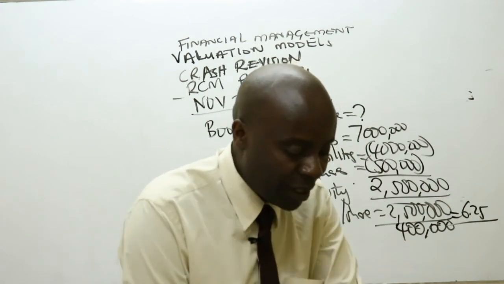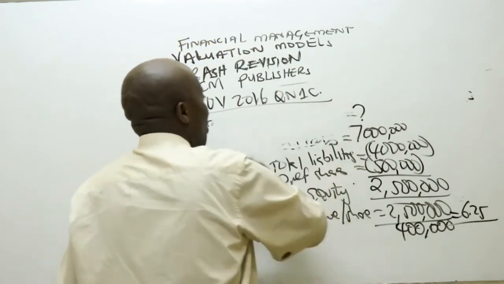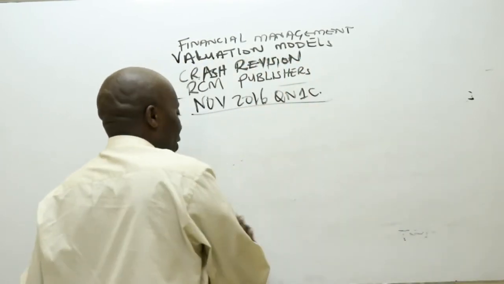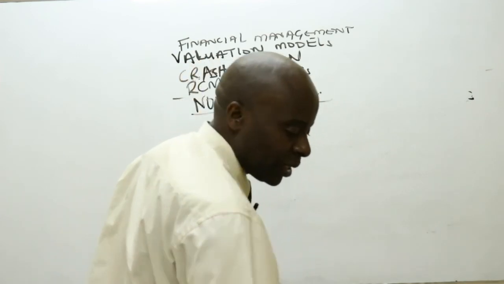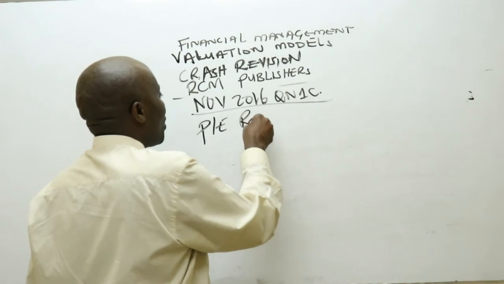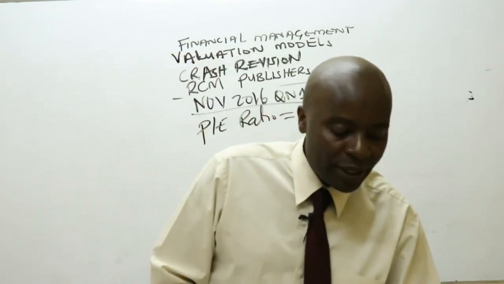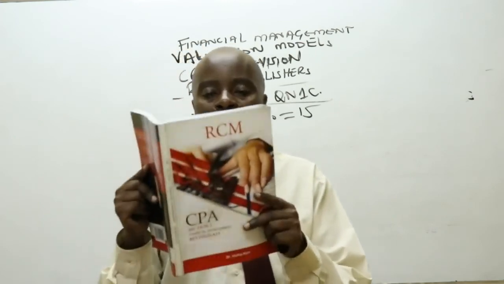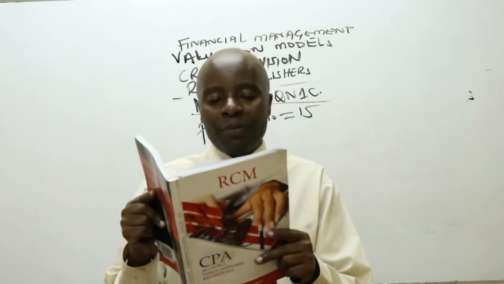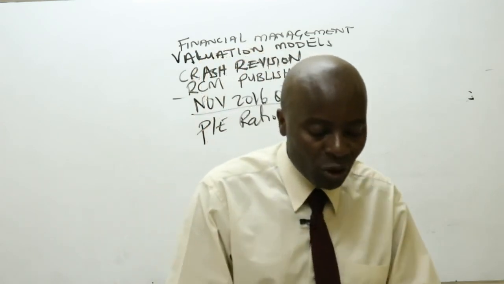They have given me the price earnings ratio, which they are telling me from this particular book of ours. If you have this book, you simply go to page number 44, and you'll be able to get that question there, November 2016. They've given me a price earnings ratio of 15.